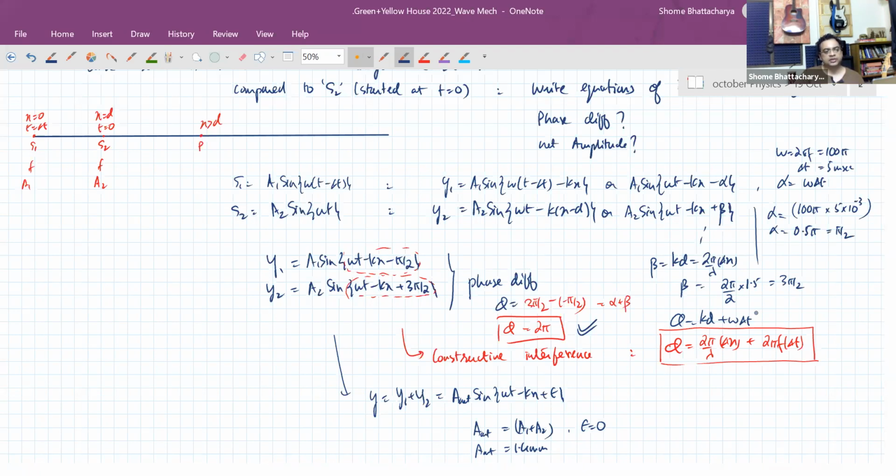But suppose S2 was given a delay instead of S1, then y1 would be omega t minus kx, but y2 would be omega into t minus delta t minus k into x minus d. So the phase difference would have become kd minus omega delta t, instead of kd plus omega delta t. So that is how these two things are interrelated. Okay, so that's an important concept here.